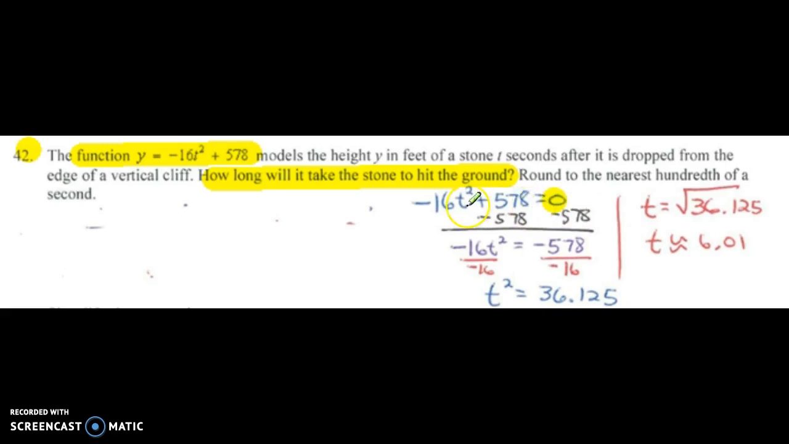First I need to get t squared by itself, so I am going to subtract 578 from both sides. And then after I do that, I want to get t squared by itself, so I'm going to divide by -16. So I got t squared. To get rid of the square, I'm going to take the square root. So I got about 6.01 seconds.